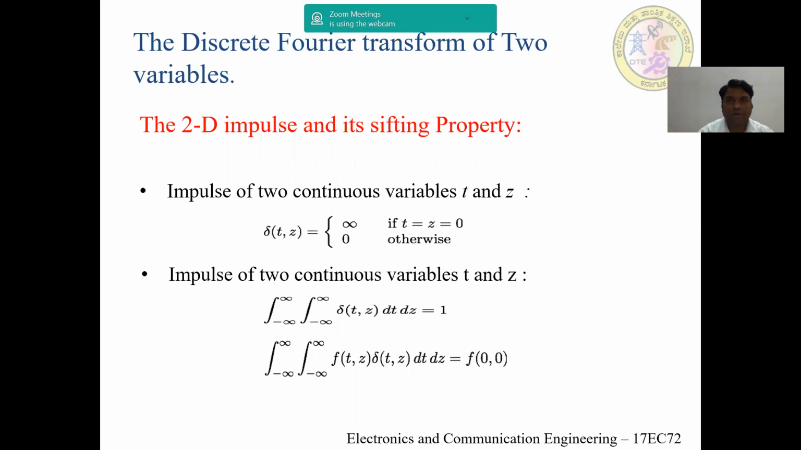The discrete Fourier transform of two variables: the 2D impulse and its shifting property.